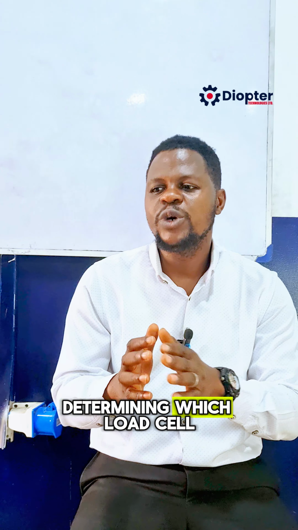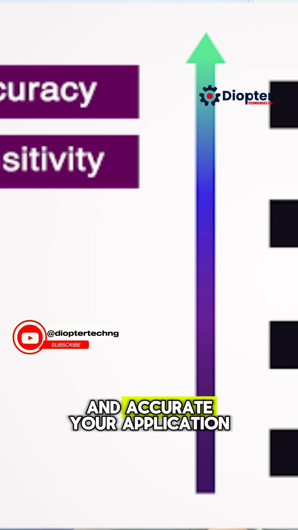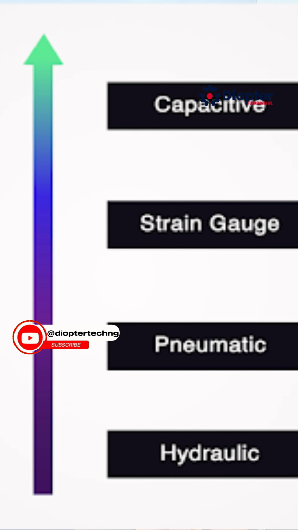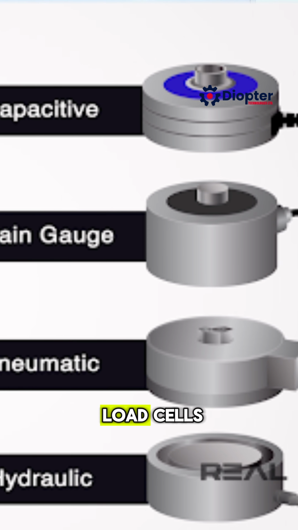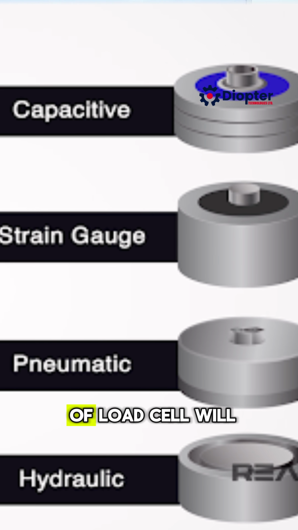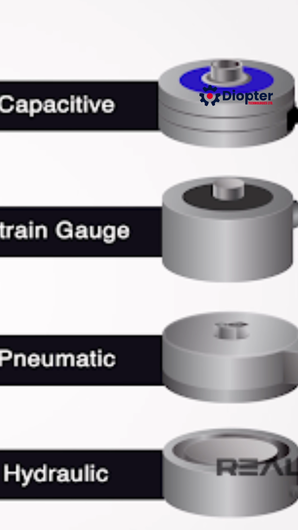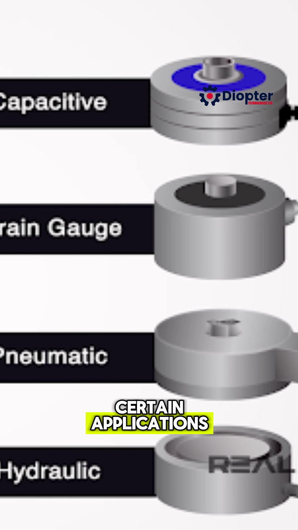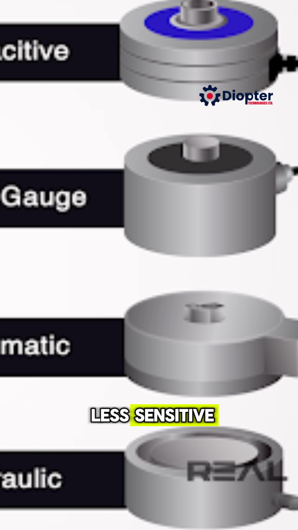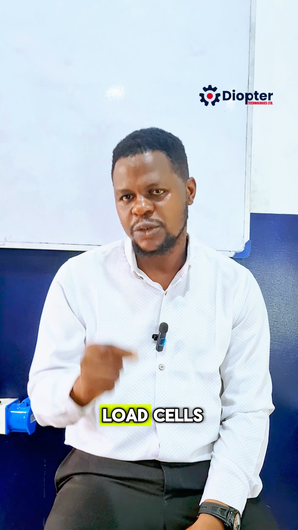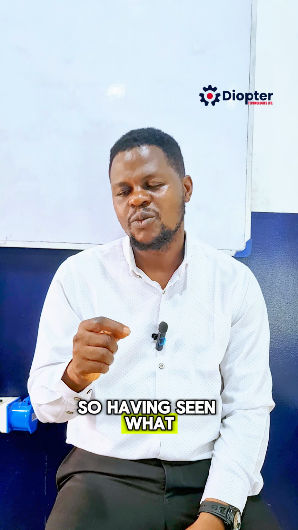Determining which load cell the application requires depends on how sensitive and accurate your application needs to be. Accuracy and sensitivity are very high with capacitive load cells. A strain gauge type of load cell will be the next in line when it comes to accuracy and sensitivity. While still useful in certain applications, pneumatic and hydraulic load cells will be the less sensitive and accurate types of load cells.